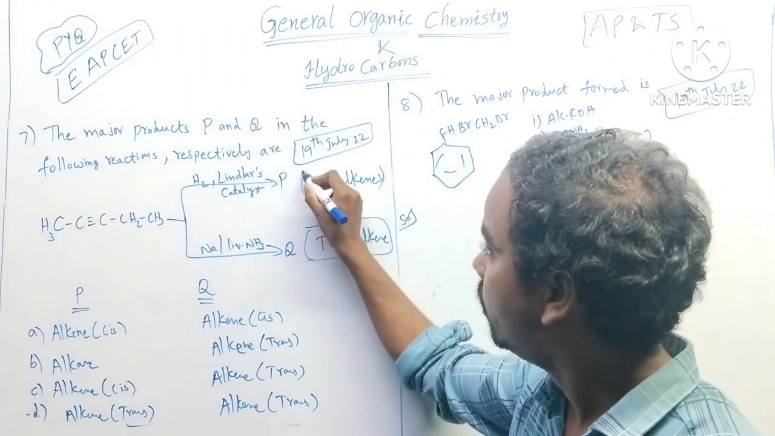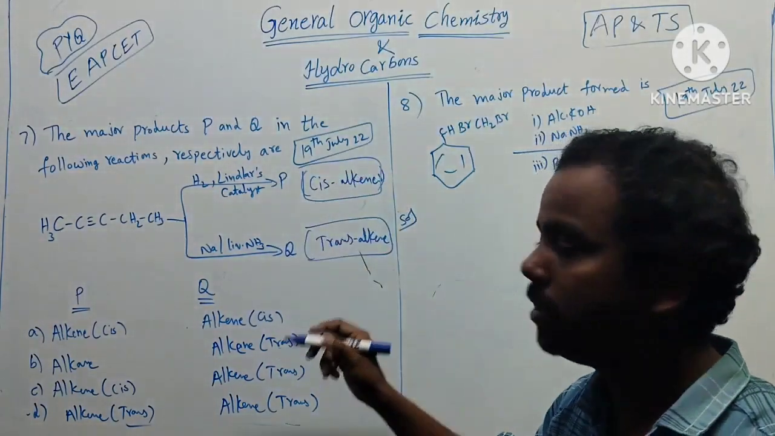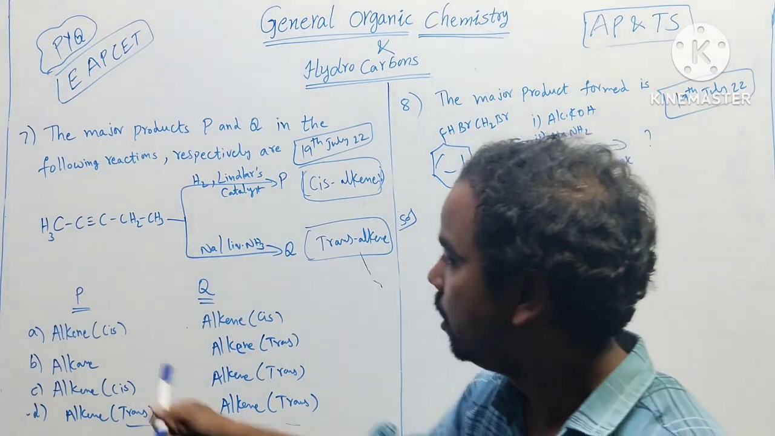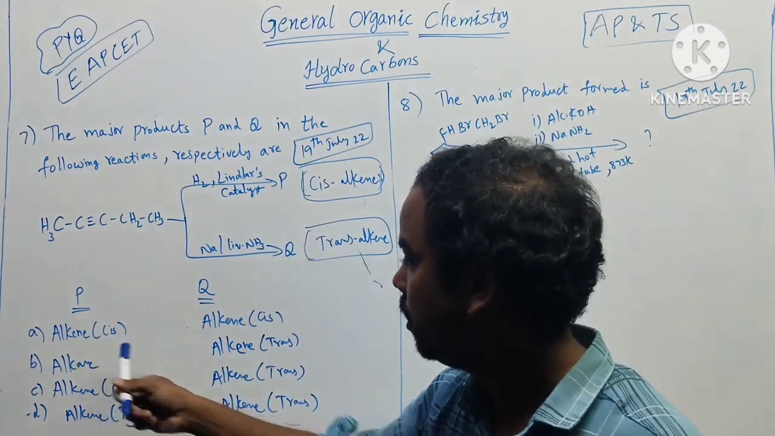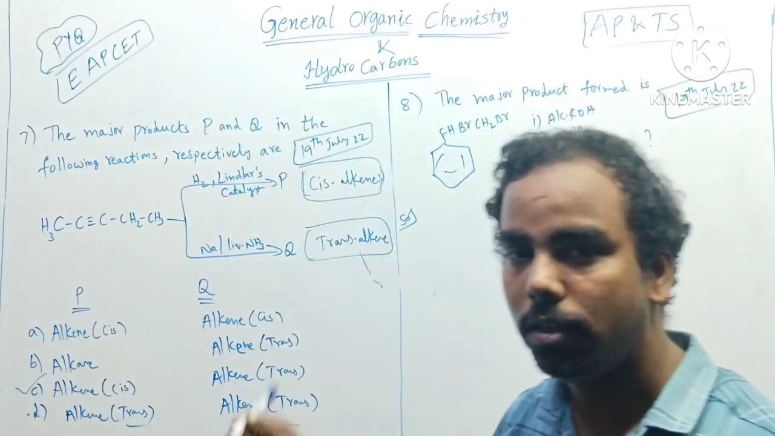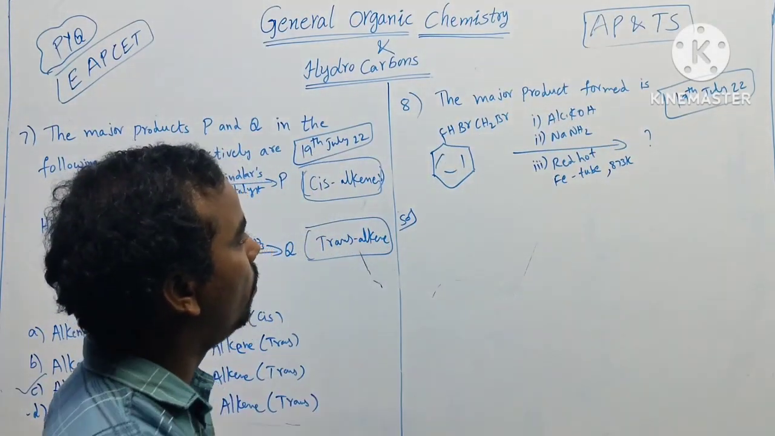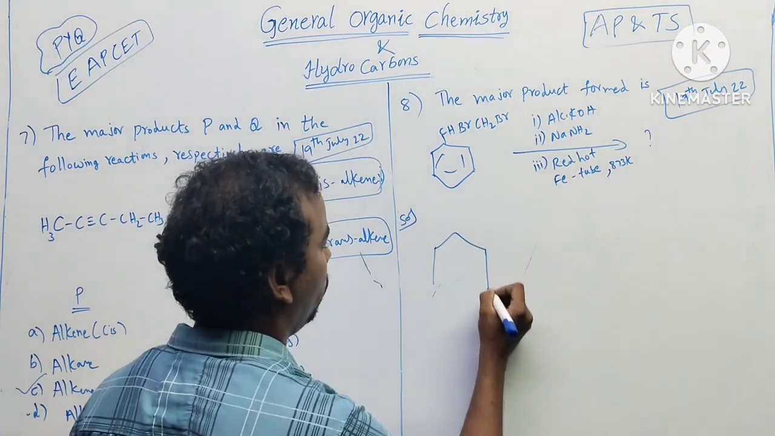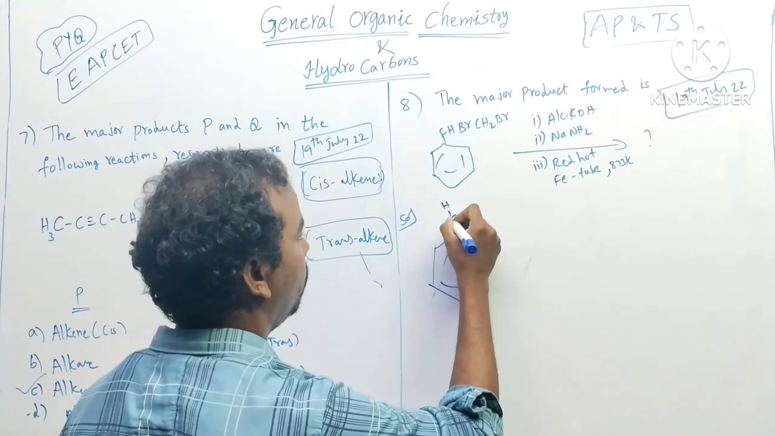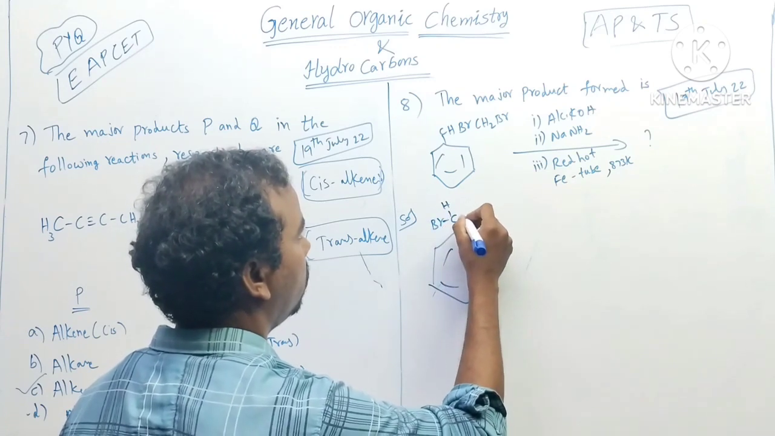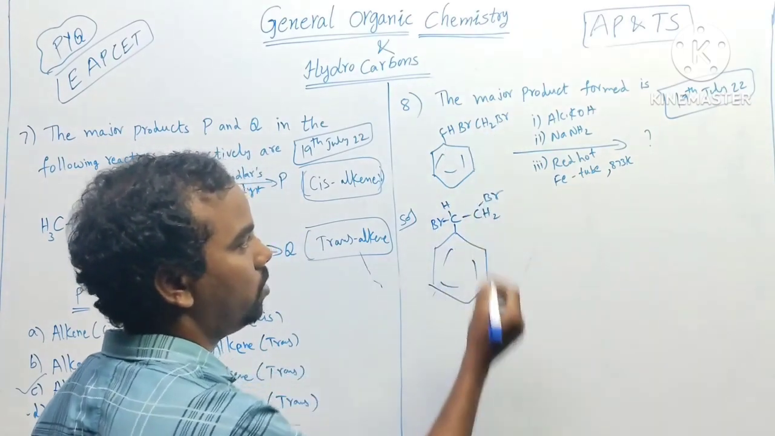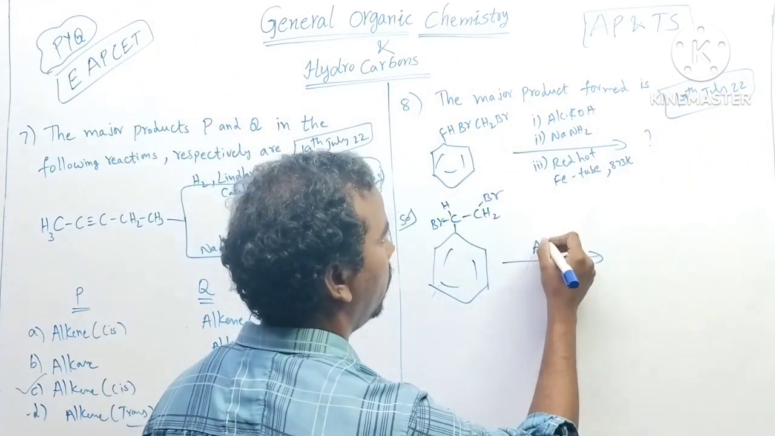So if Lindlar's catalyst is used, cis alkene is the answer. If sodium and liquid ammonia is present, that is trans alkene. So P is cis alkene, Q is trans alkene. So the answer is C. Very easy. Next one. The major product formed is, so first one, CH2Br, CHBr, alcoholic KOH.